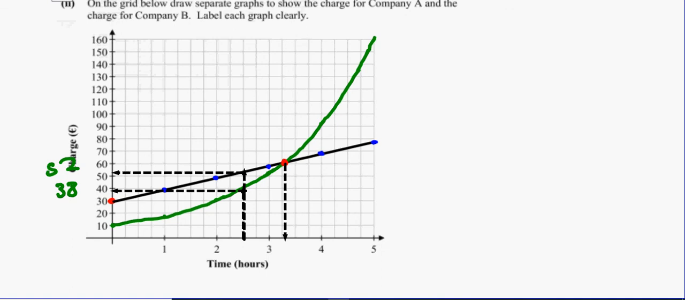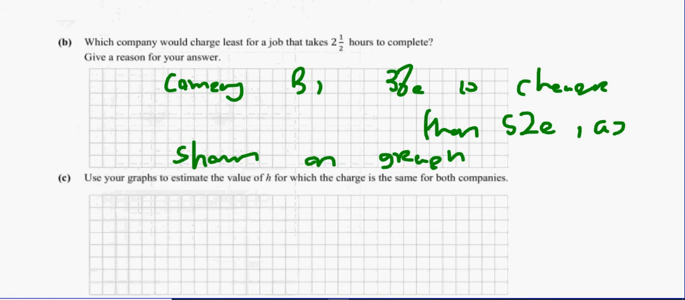Is that what I asked you for? Well, it just says use the graph to estimate the value of H, the number of hours. So 3.3 hours. You would have lost marks despite having the right idea. Is that okay? Alright, let's move on.